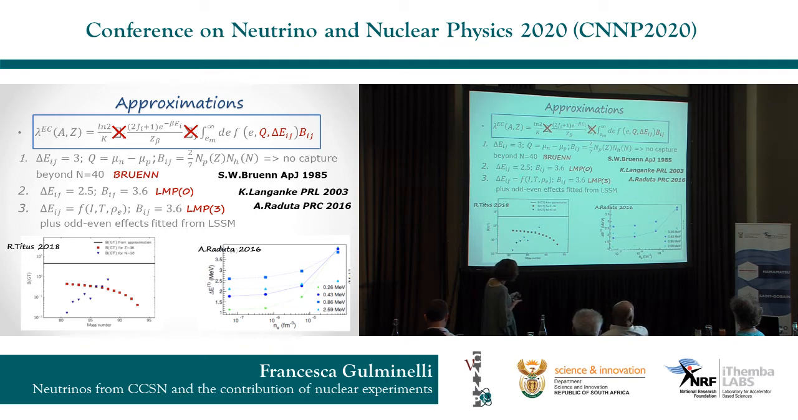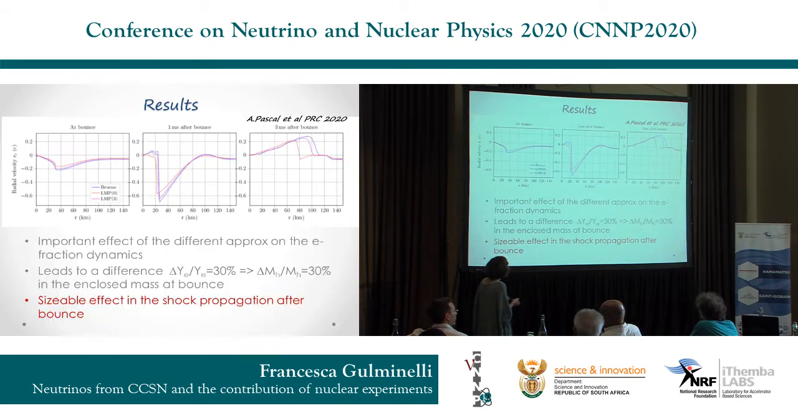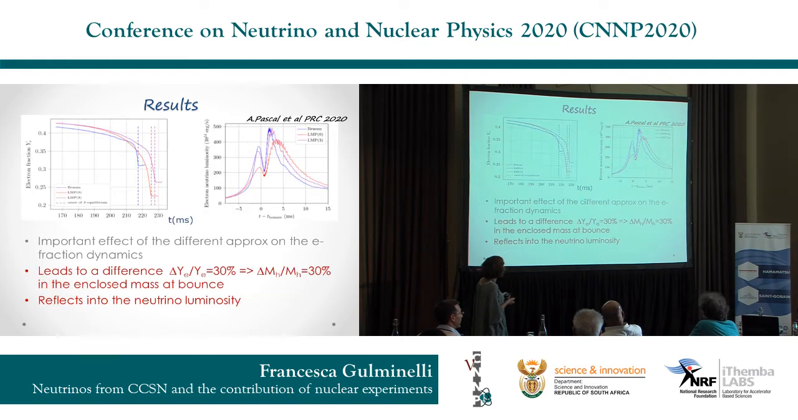And more recently, we have proposed a slightly improved version of this fit that allows an isospin dependence to the transition energy, and a density and temperature dependence to take into account this multiplicity of the transitions at finite temperature. And that also includes odd-even effects, all this fitted from the large-scale shell model calculation. Okay, so we compared these three models. I'm not going to insist much on the effect on the supernova, and I'm just going to show you immediately the effect on the neutrino signal, which is the subject here.